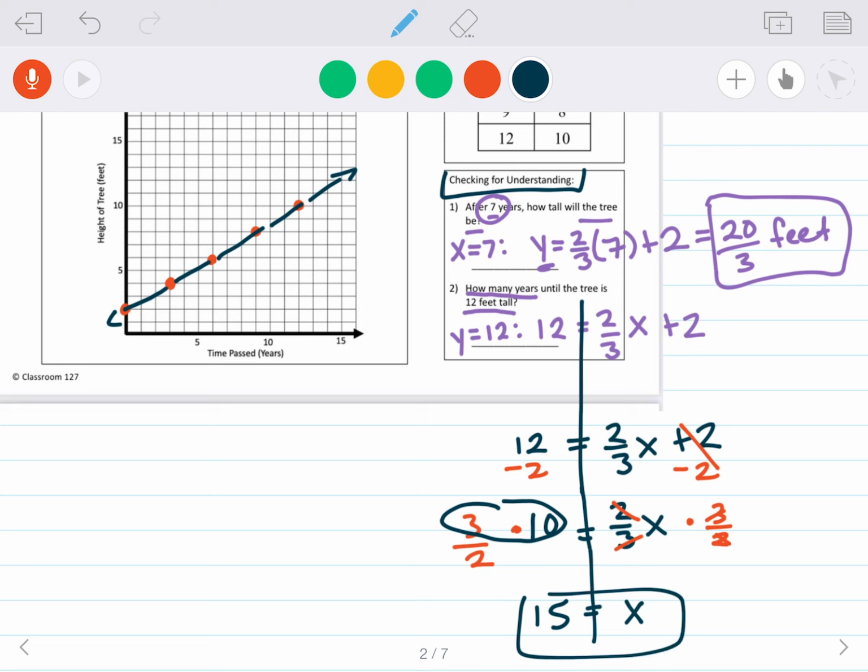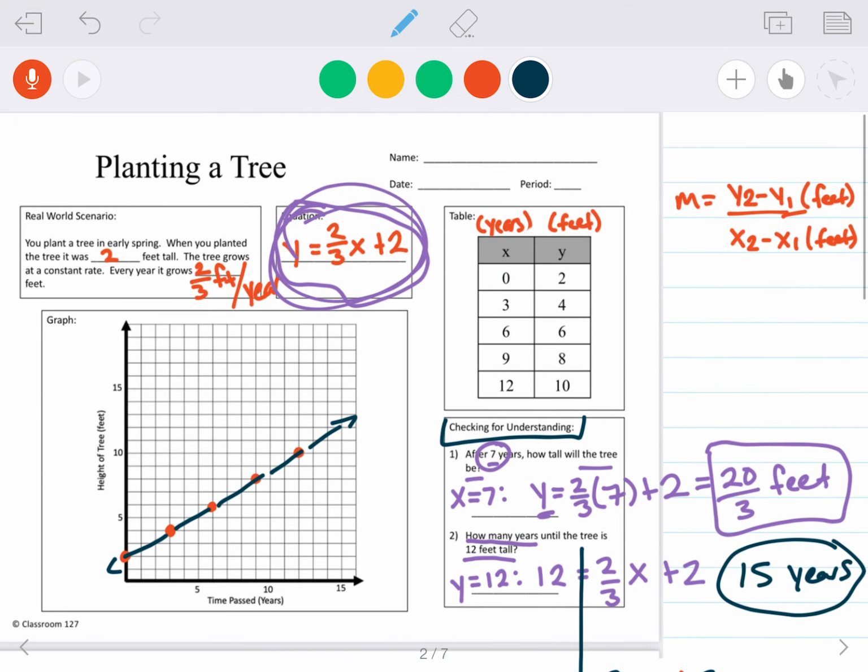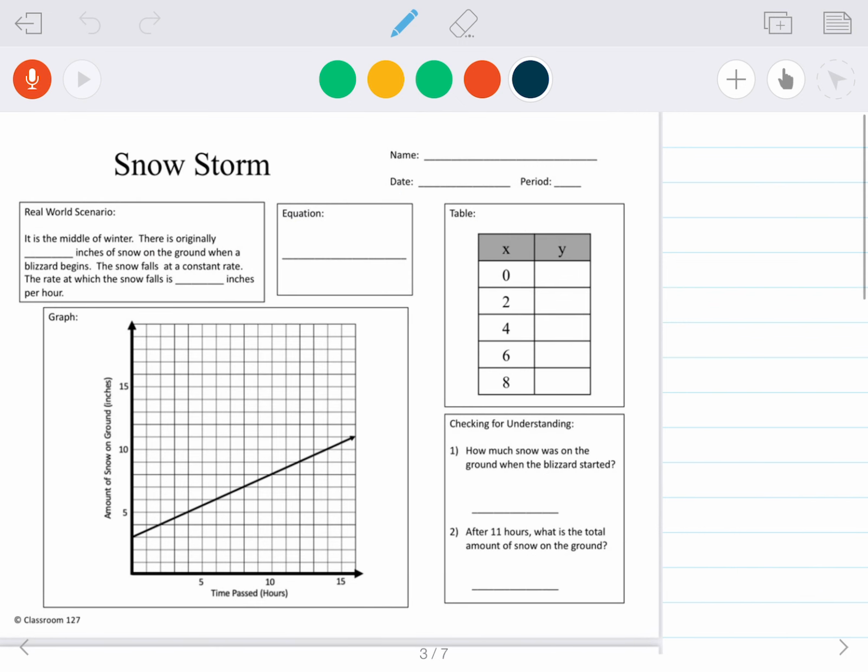All right, so that's our answer here. So how many years until the tree is 12 feet tall? That's going to be 15 years. That's our answer there. All right, let's try another one.